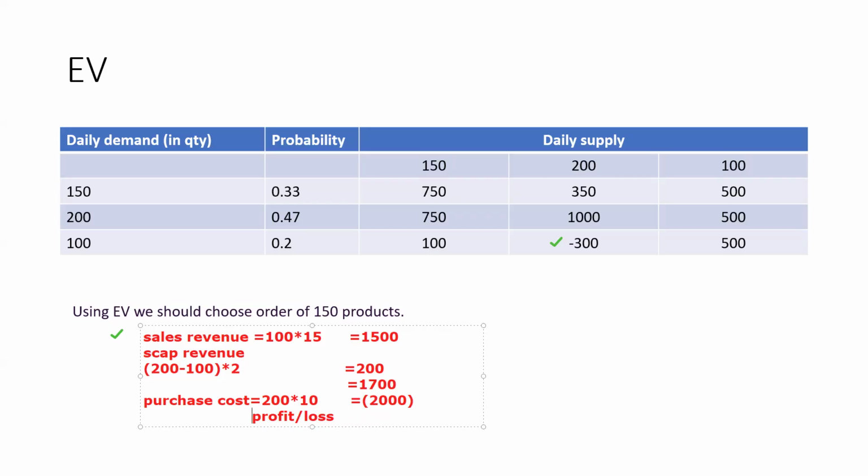Profit or loss, which is minus 300. Right? Clear? Chatura, clear? Chatura, is it clear? So now I'm going to calculate based on the profit.